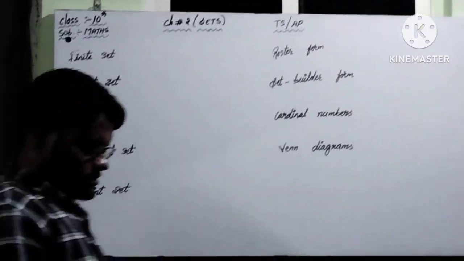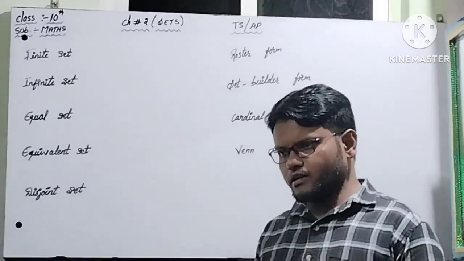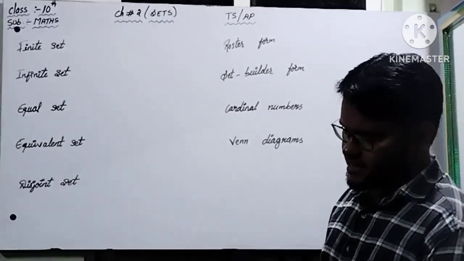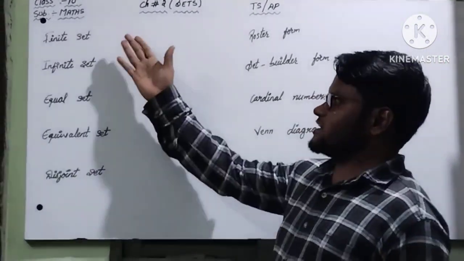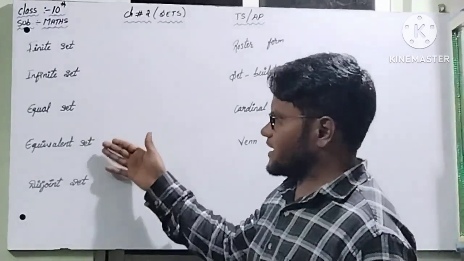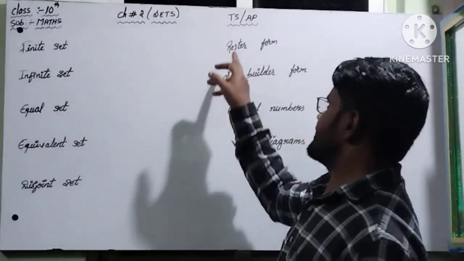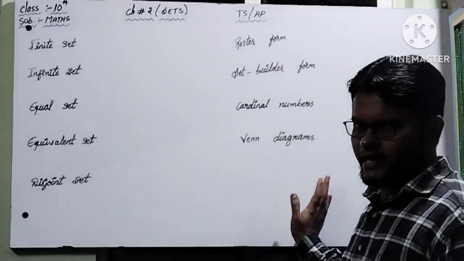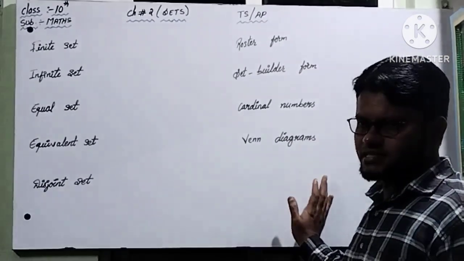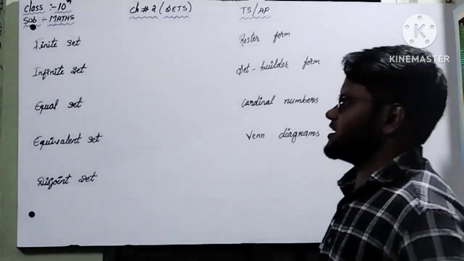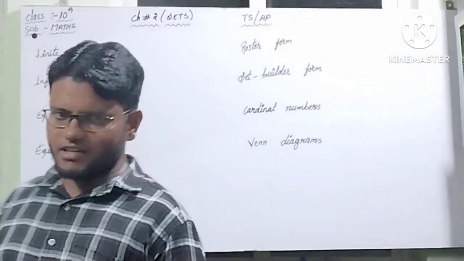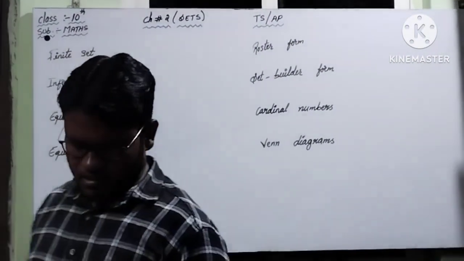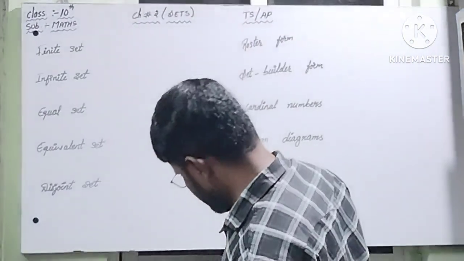Listen, continuing about some more sets: finite set, infinite set, equal set, equivalent set, disjoint set, roster form, set builder form, cardinal number, and Venn diagram. Some more different sets now. Let's see the finite set first. A finite set, for example, let's see.